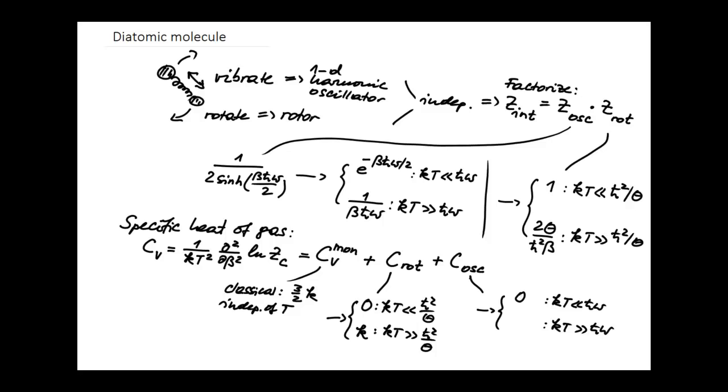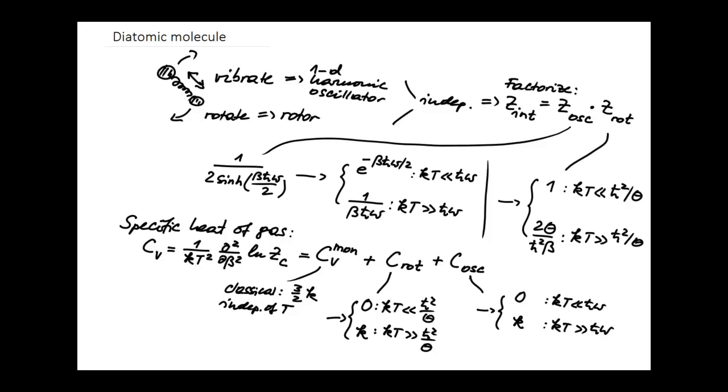For high temperatures, we have the formula below that. It goes like 1 over beta. And then we have the same argument as in the case of the rotor. For the rotor, the partition function also goes like 1 over beta at high temperatures, and we found a specific heat of k. And with the same logic for the harmonic oscillator, we will also find a specific heat k at high temperatures.